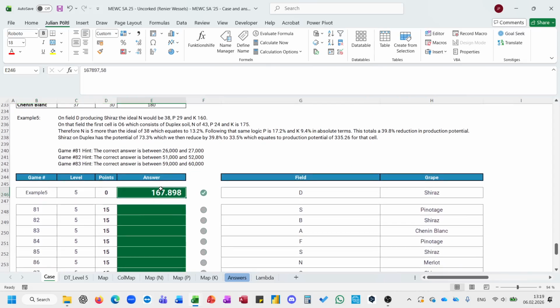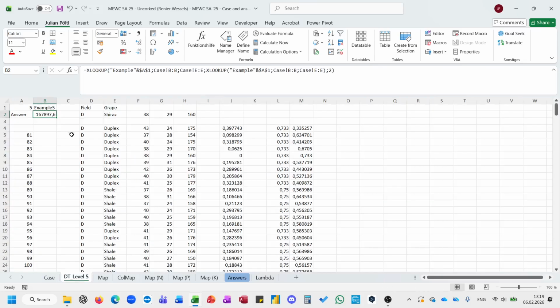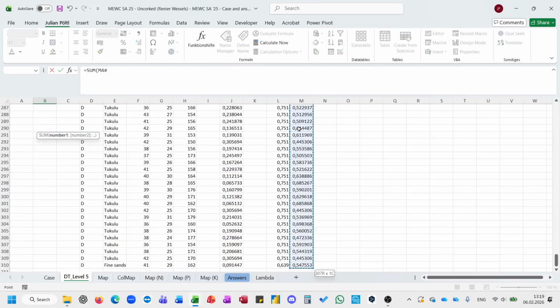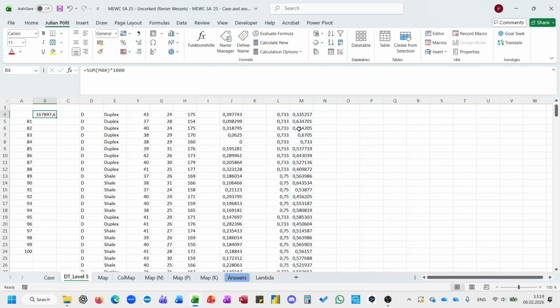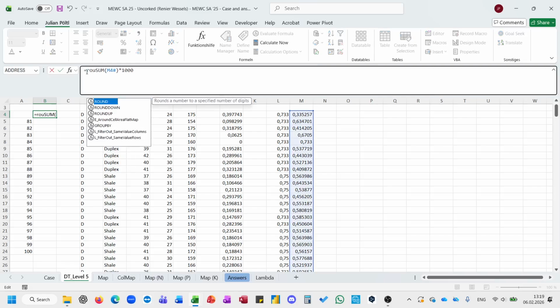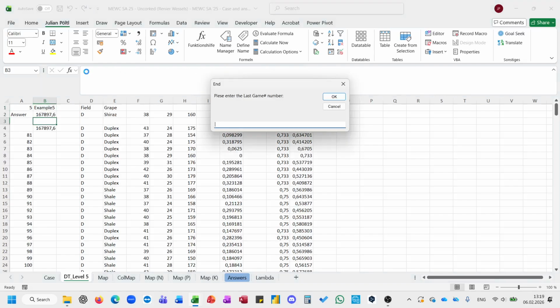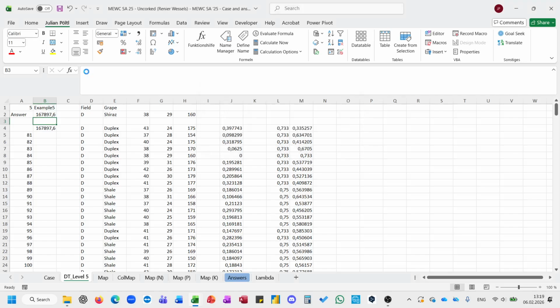What is the rounding? The rounding should be 2 decimals, so equals SUM times 1000 and then ROUND 2. B1, B4 should be calculated fast.